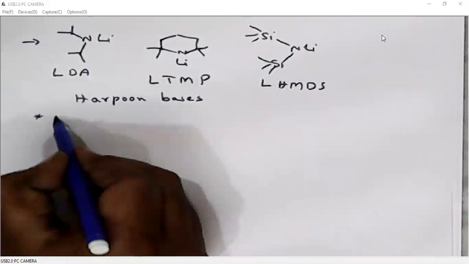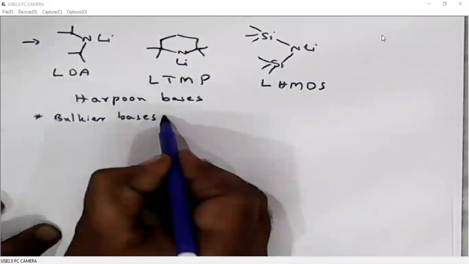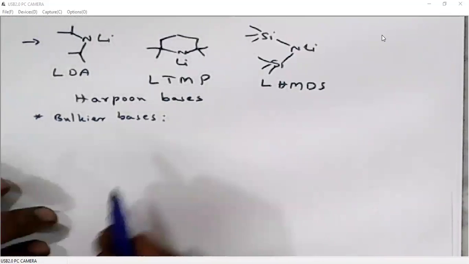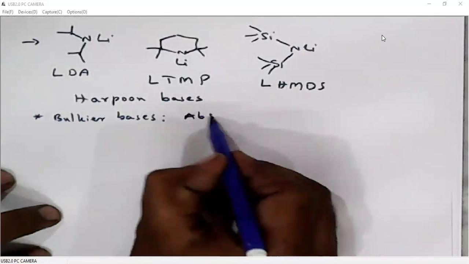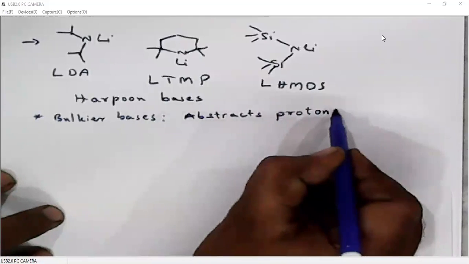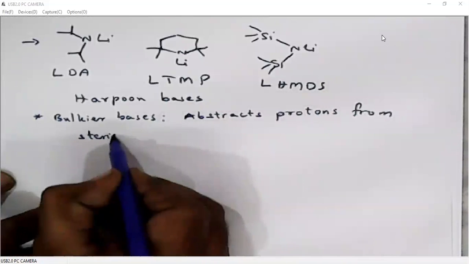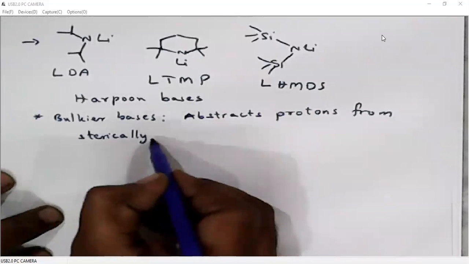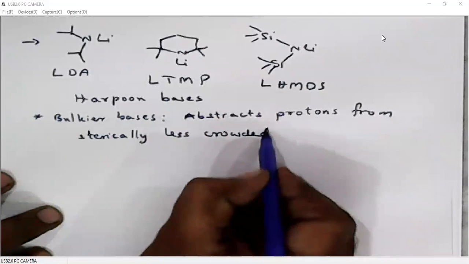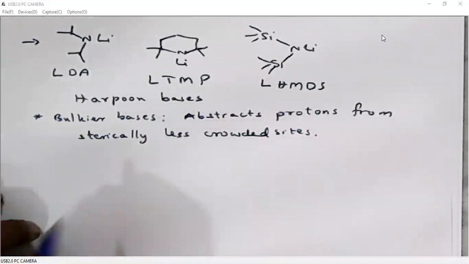And these are all bulkier bases. When we say bulkier, we can easily understand their reactivity. They abstract protons from sterically less crowded sites. At the same time, they are only bases, they are not nucleophiles.